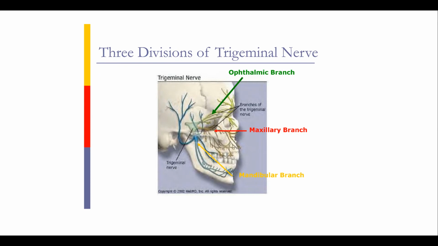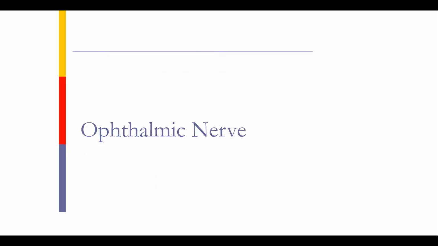Here's another picture of the same thing. The trigeminal nerve, the fifth cranial nerve. There are three main branches. The one that is most superior, or highest, is the ophthalmic, which again serves the eyes, nose, forehead. The maxillary branch, upper teeth; mandibular branch, lower teeth. The first one we're going to talk about is the ophthalmic.